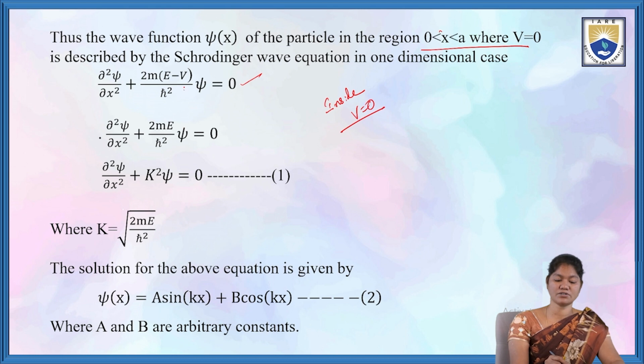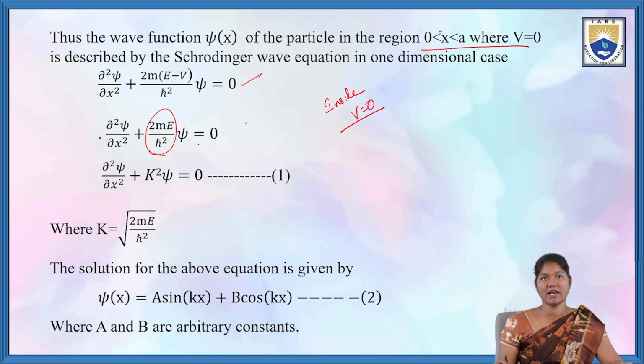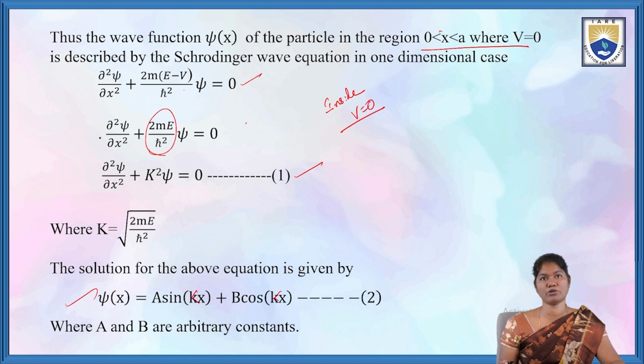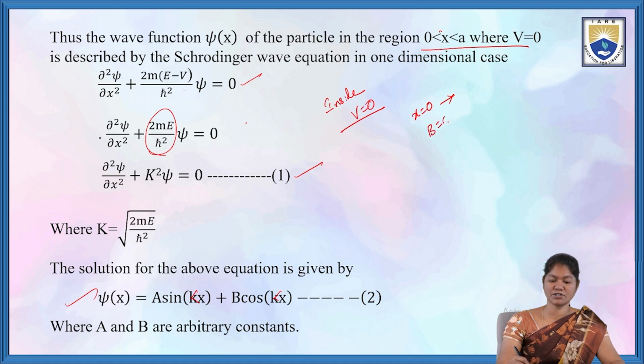When V is equals to 0, we get the expression del square psi by del x square plus k square psi is equals to 0, where we have taken 2mE by h cross square as k square. The solution for this equation is psi of x is equals to A sin kx plus B cos kx. Substituting the boundary conditions, we get the solutions. When applying the first boundary condition, x is equals to 0, we get B is equals to 0.